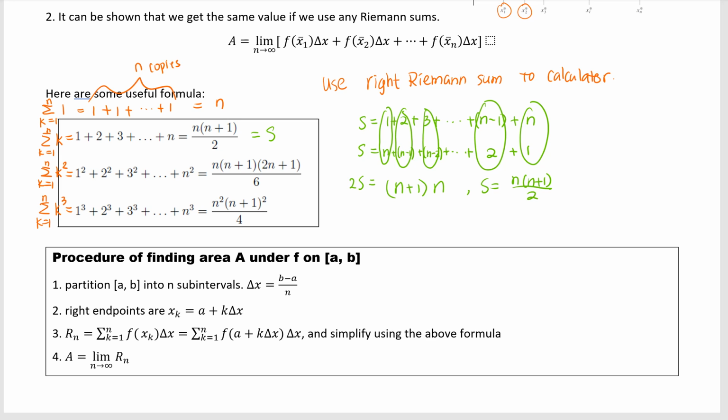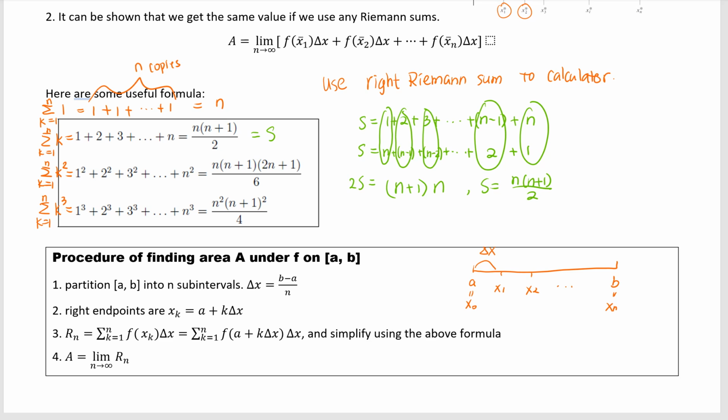First, we're going to partition the interval a to b into n subintervals. It's good to draw the picture, as it can help you understand. So a is x0, then x1, x2, and b is x sub n. So we divide our interval into n subintervals. Then the width, delta x, is b minus a, the length of the interval, over n. So that is the first step: we partition the interval into n subintervals and find the width.